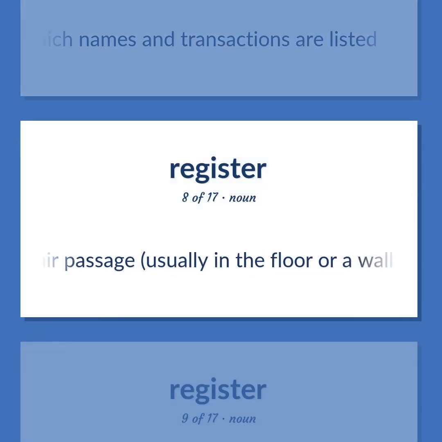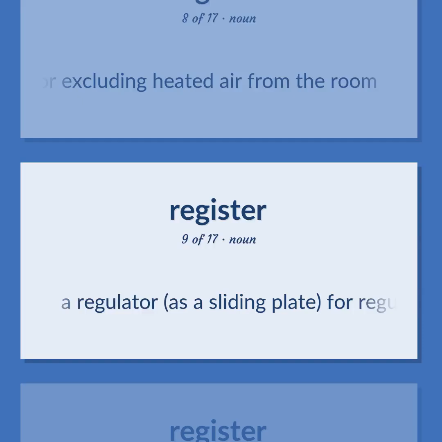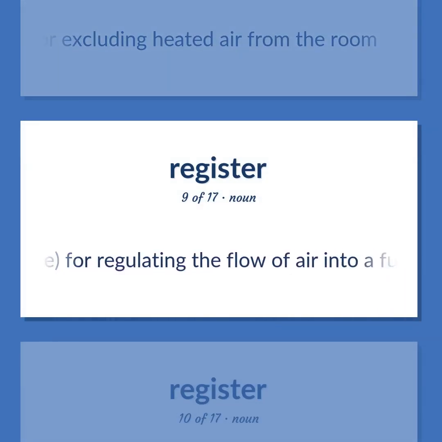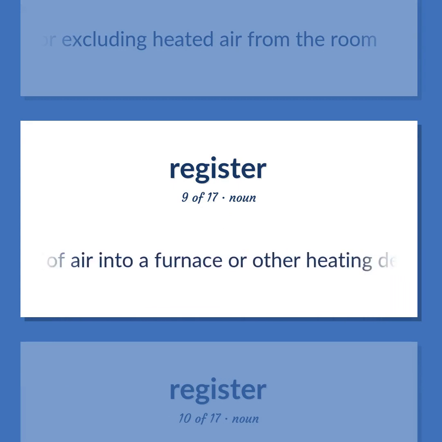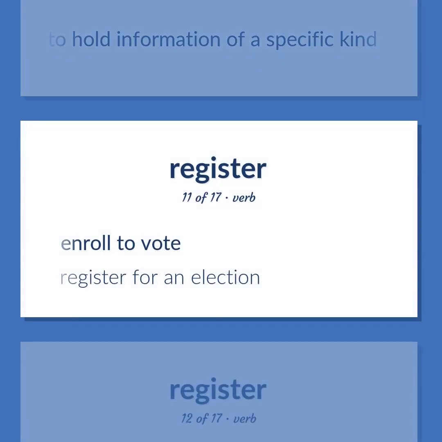An air passage, usually in the floor or a wall of a room, for admitting or excluding heated air from the room. A regulator, as a sliding plate, for regulating the flow of air into a furnace or other heating device. Computer science. Memory device that is the part of computer memory that has a specific address and that is used to hold information of a specific kind. Enroll to vote. Register for an election.